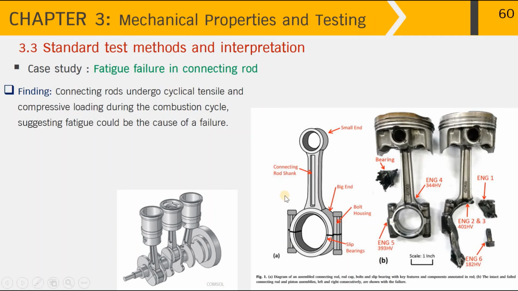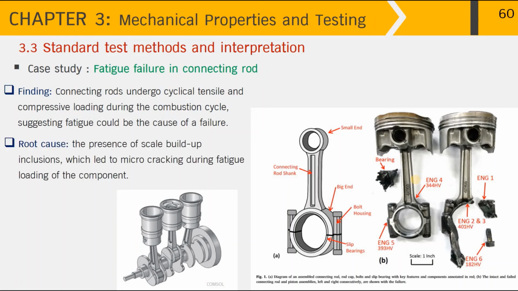Looking at this investigation, it shows a diagram of an example connecting rod with key features. Here is the connecting rod shank, the small end that is connecting to the piston, the big end over here, the bolt housing, and the slip bearing that is housing the camshaft. The fatigue failure of the connecting rod can be found at different locations.